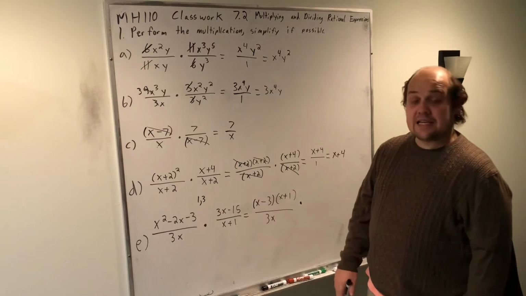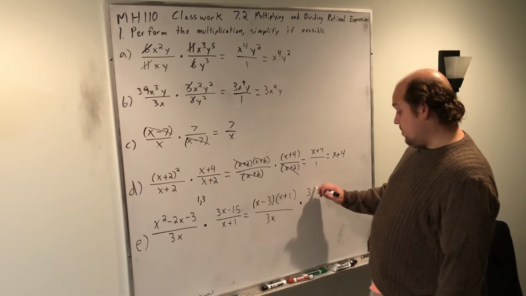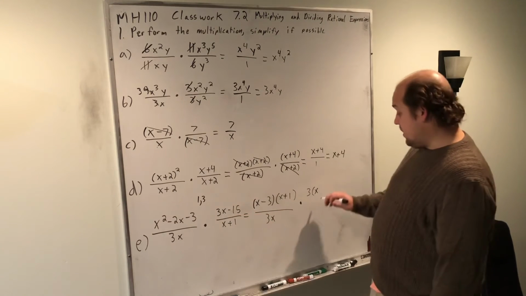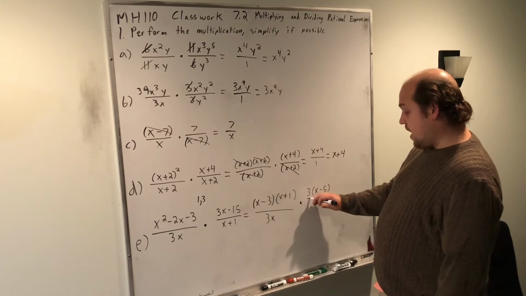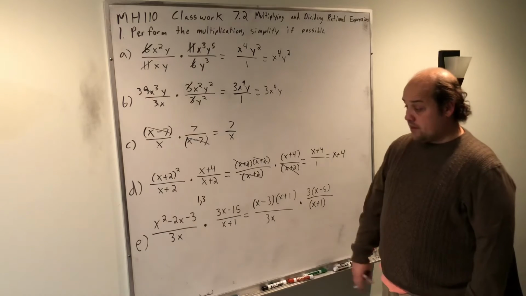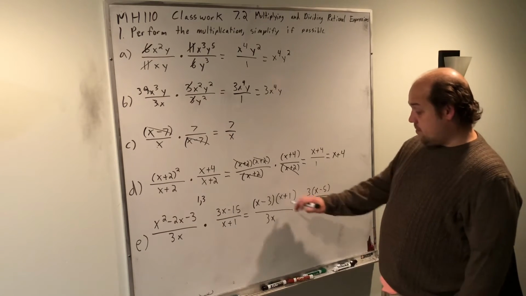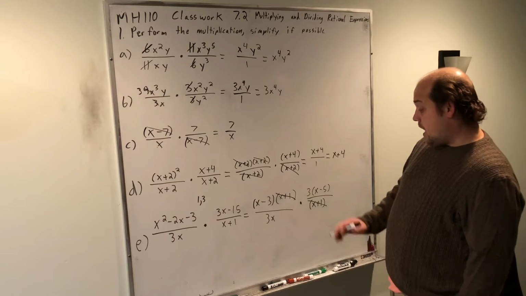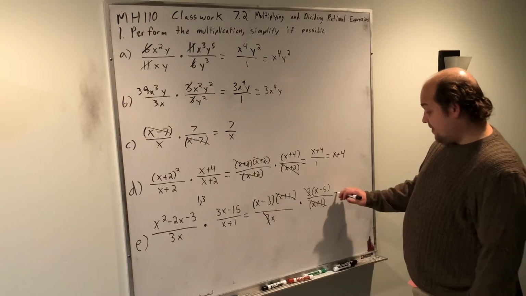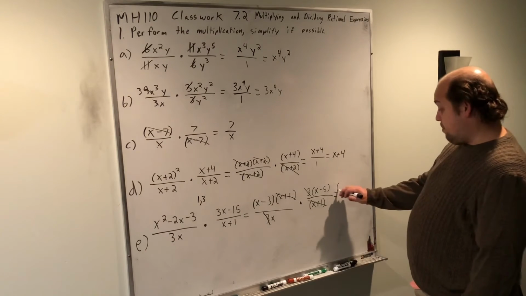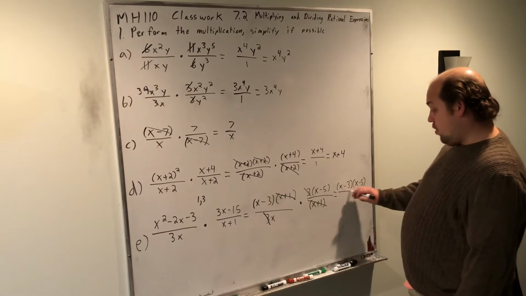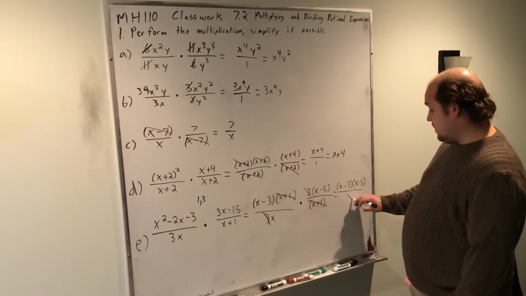3x minus 15 has a common factor, specifically 3, that can be pulled out. If I divide 3x by 3, I'm just left with x. If I divide a negative 15 by 3, I'm left with negative 5. On bottom, I still have this x plus 1. When I look for what can be reduced, I have an x plus 1 on bottom, I have an x plus 1 on top. I also have a 3 here and a 3 here. Otherwise, I'd have to leave everything as is. On top, I would put x minus 3 times x minus 5. On bottom, I would just leave this x that remains.